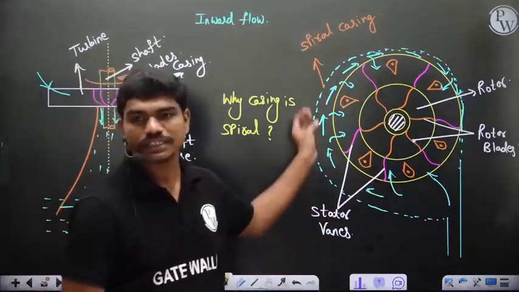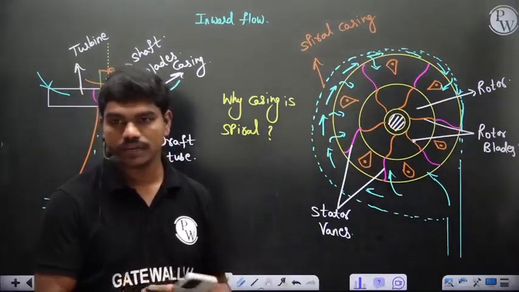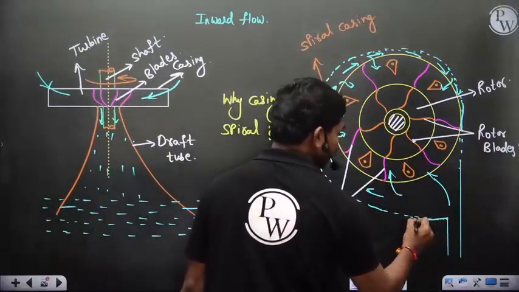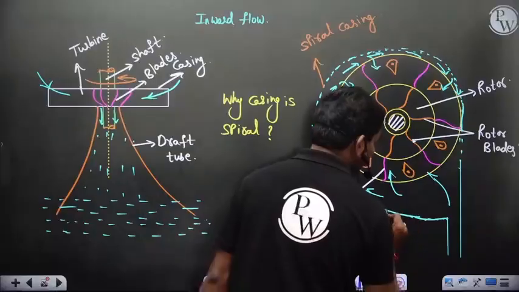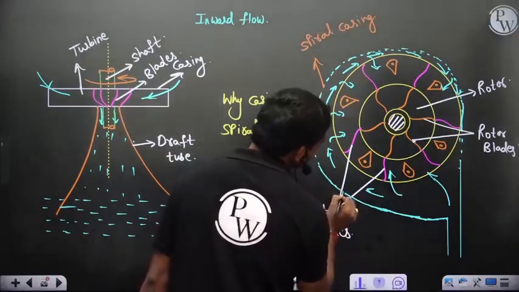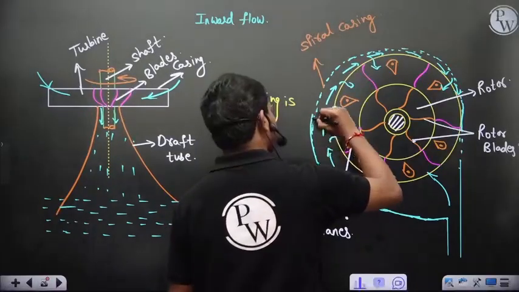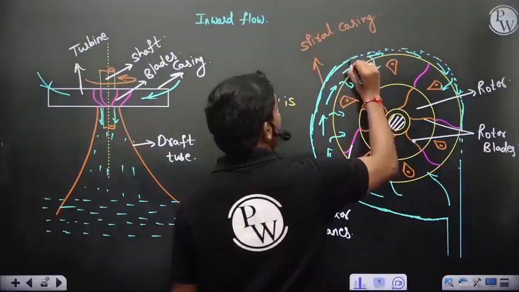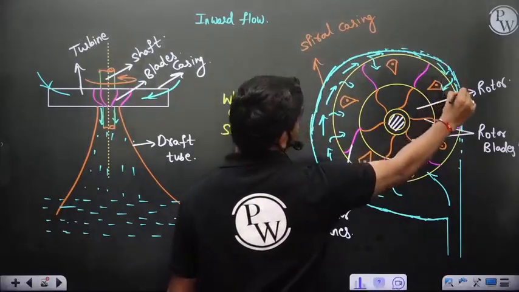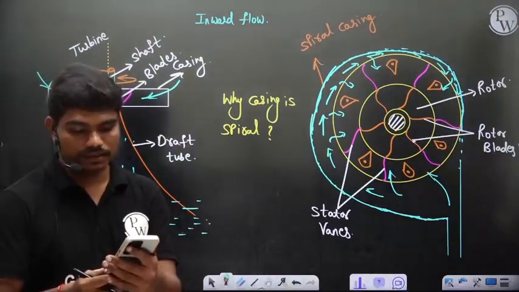It would have been a uniform, nice cross section, right? Why is the casing spiral actually? Come on, in the Telegram chat. Any one of you? Why is the casing spiral? Any idea why this casing has to be spiral? Anything to say?